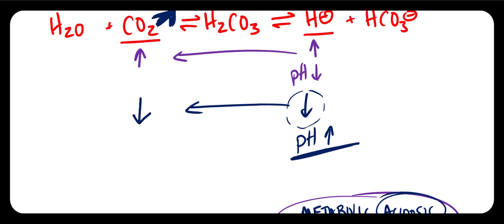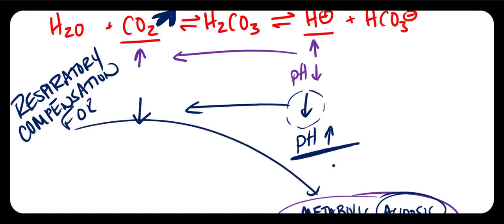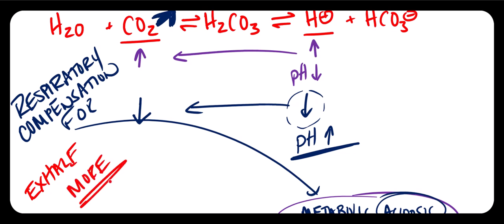So my respiratory compensation for metabolic acidosis is I want to exhale more carbon dioxide. Just shifting the equilibrium, playing with the equilibrium.